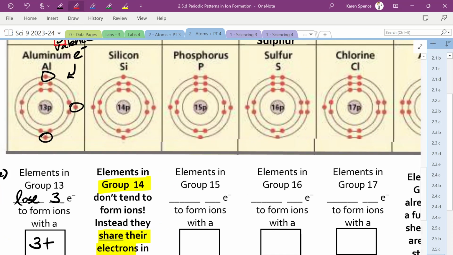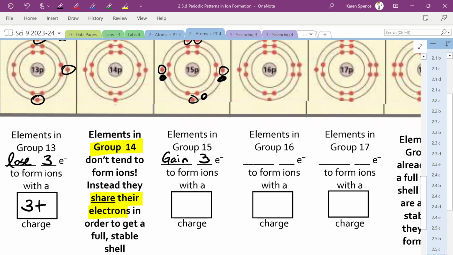Group 15, 1, 2, 3, 4, 5 valence electrons. We don't want to lose 5. We want to gain 3. So we're going to put in 1, 2, 3. So they're going to gain 3 electrons. What charge does that give us? -3.